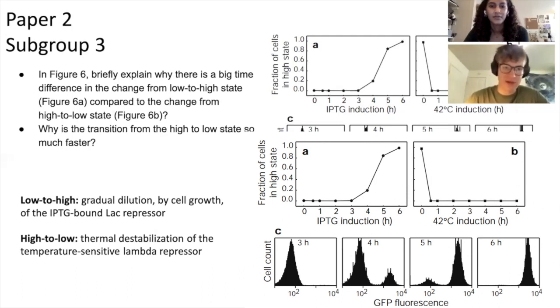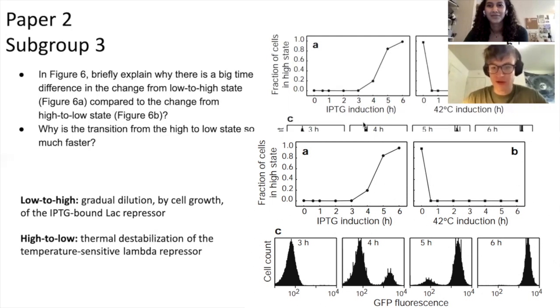On the other hand, the switch from the high to low state uses thermal destabilization of the temperature sensitive lambda repressor. This happens very quickly, and then the repressor will no longer be working there. That will take the cells from GFP producing to non-GFP producing. Additionally, the rate of the lac repressor synthesis is a lot higher than the lambda repressor, which indicates that the low state is more stable.